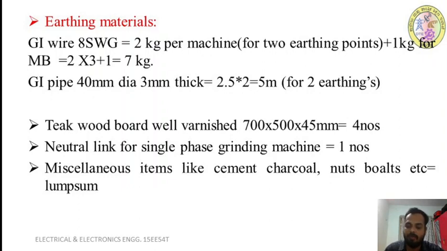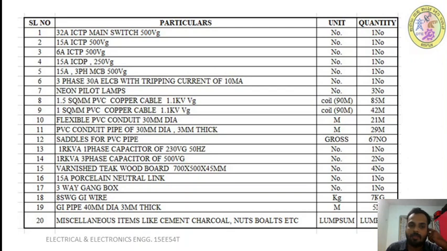Next, list out one by one. Okay, we are listing it. So that is like this. The 32 ampere ICTP main switch, 500 volt grade. The unit is number. How many numbers of 32 ampere ICTP are required? That is one number, which we have placed in the main board.